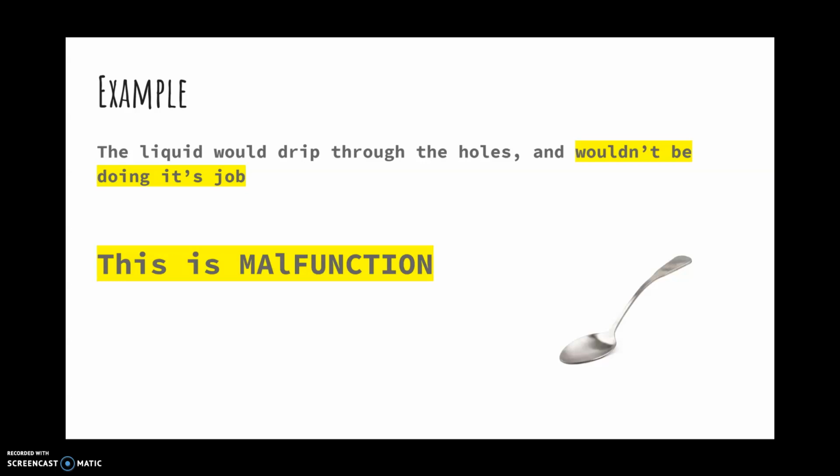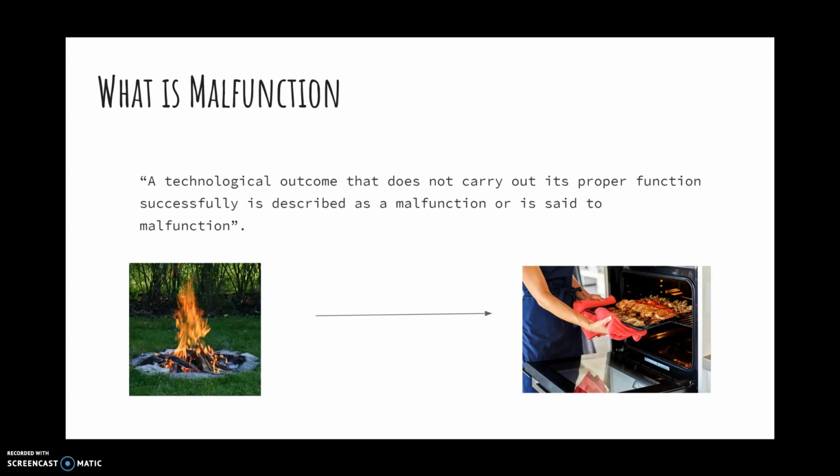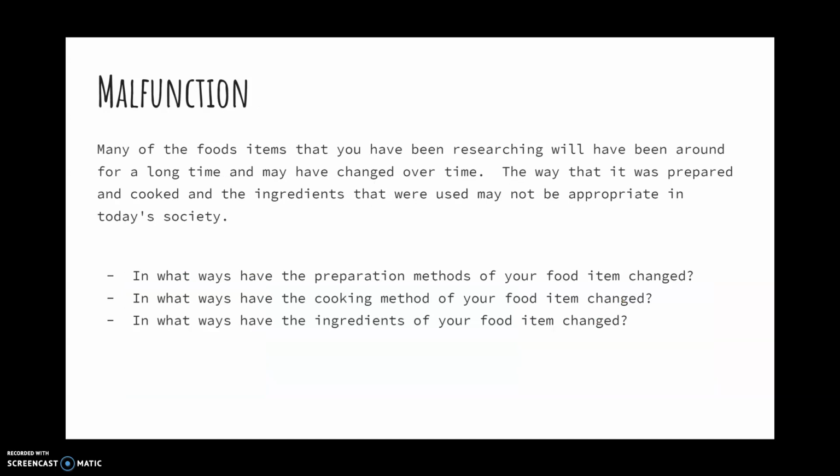The reason that spoons are solid and don't have holes in them is because they are carrying something or transferring something to your mouth or to something else. So malfunction in a technology sense is when something doesn't carry out its proper function successfully, and that's described as malfunction. And we're thinking about this in terms of our food items. So you've got to get your heads around the fact that we are just focusing on our food.